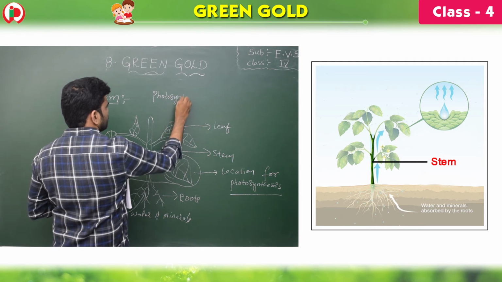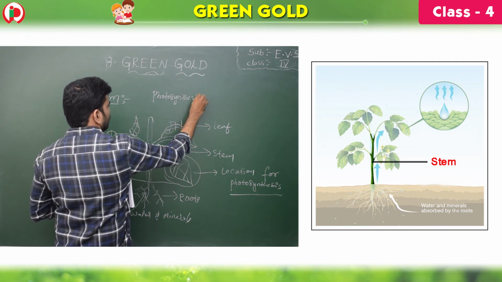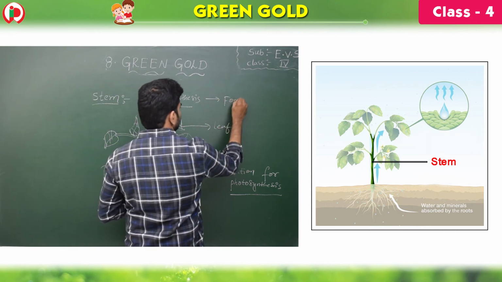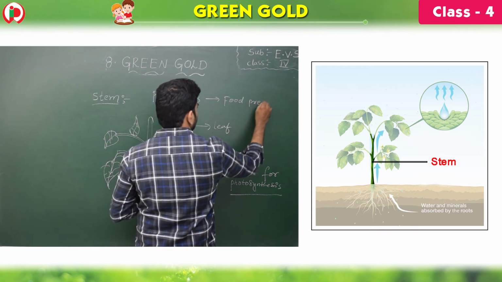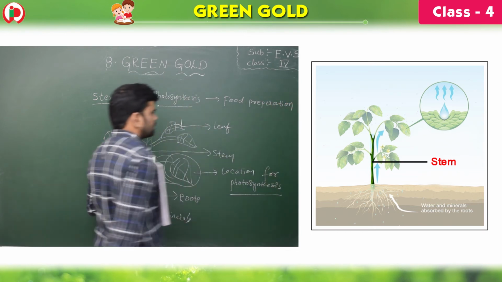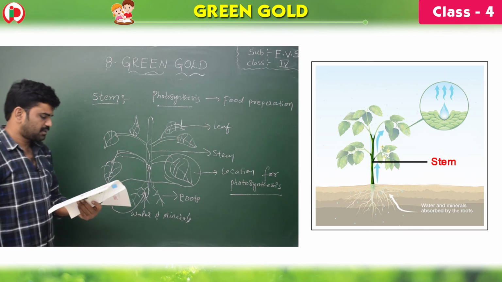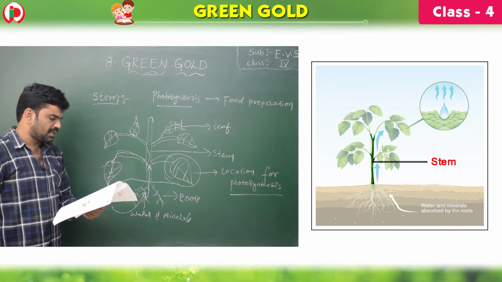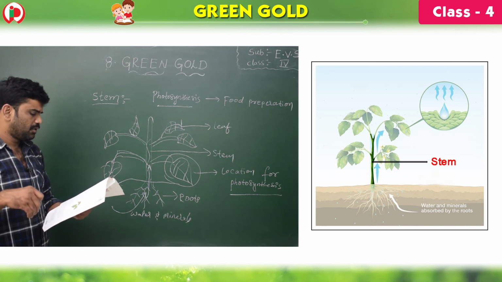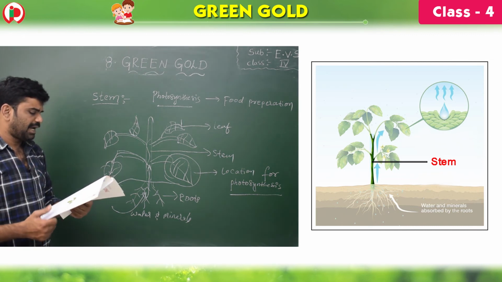It is a process. Photosynthesis is a process of food preparation by the plants. After photosynthesis occurs, the stem is responsible for carrying the food through the rest of the plant.